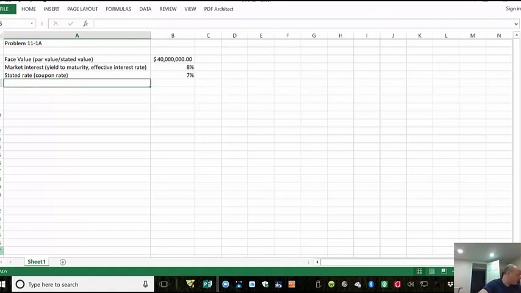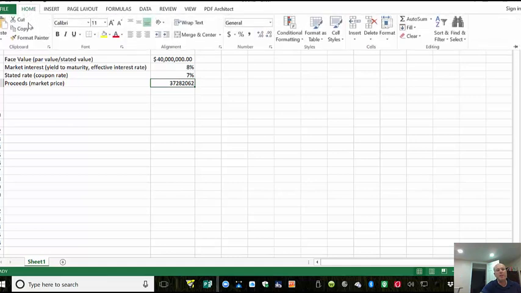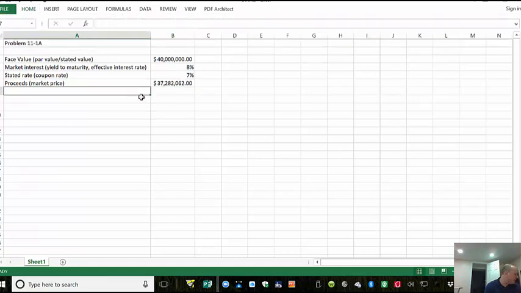And the proceeds, also the market price of the bonds, are 37,282,062. Now, how they came up with this number, we'll talk about later. It is kind of beyond the scope of this class, but I will go through it anyway. So, interest is paid semi-annually.